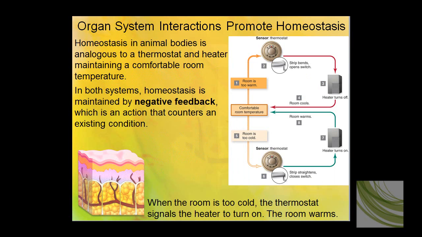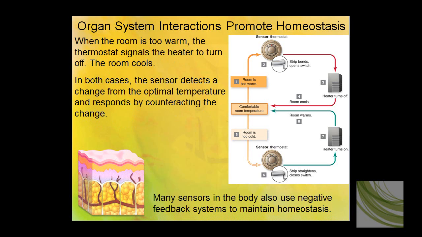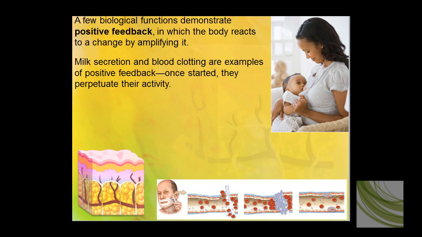You have a thermostat, and there are two systems: positive and negative feedback. Negative feedback: if you get too hot, that's the stimulus, and your body will act to cool you down. If you get too cold, that's the stimulus, and it will act to heat you up. The action always counters the original stimulus. That's negative feedback. Positive feedback is where the body reacts to a change by amplifying it.